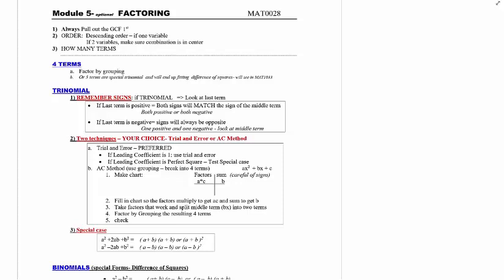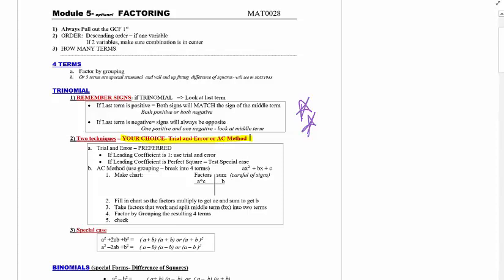And then the next question you're going to ask yourself is, how many terms do you have? That's going to lead you in the correct direction of what to use. So first, if you have 4 terms, you're going to factor by grouping, which we'll be going over in a second. If it's trinomials, these are the ones that are going to be the most challenging for most of y'all. So you have to decide which technique. They will show you 2 techniques in this module. And it doesn't matter which one you decide to use.